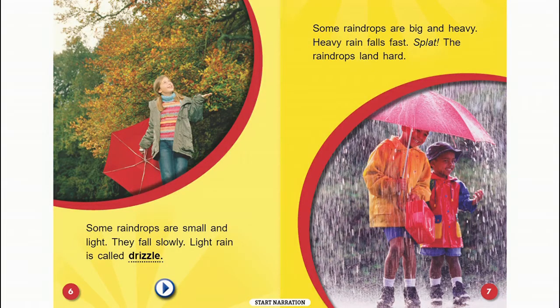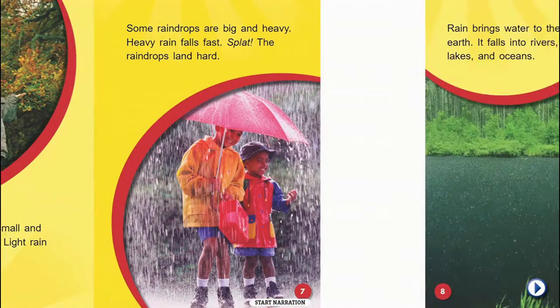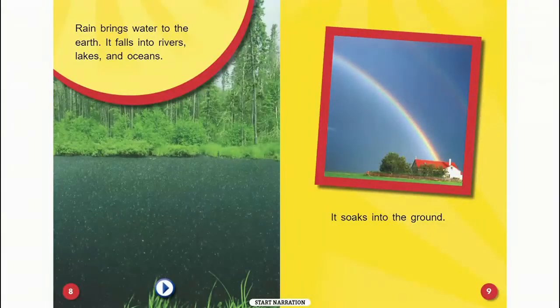But sometimes raindrops are big and heavy. Heavy rain falls super fast. Splat, splat, splat. The raindrops land hard. You can hear them on your umbrella or on windows. Maybe if you're in a car, you can hear very loud raindrops. When the raindrops are big and heavy, it's pouring rain. It's pouring outside.